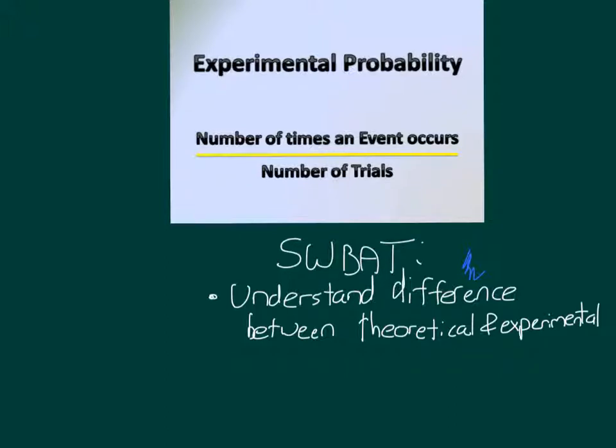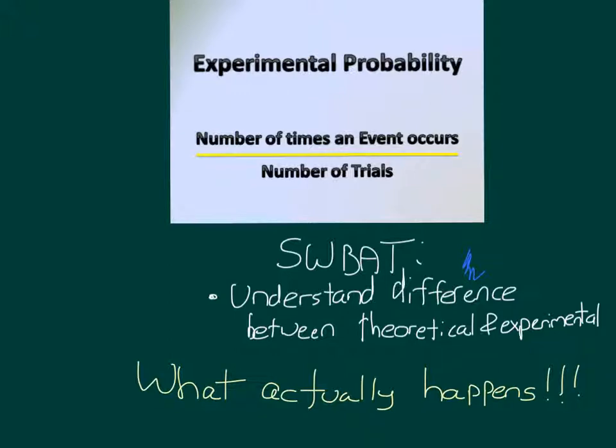But we also said that that's not what always happens. If you toss a coin, say 4 times, you might not get 2 heads and 2 tails. You might get all heads. So, experimental probability is what actually happens, and that's what we're concerned with today.